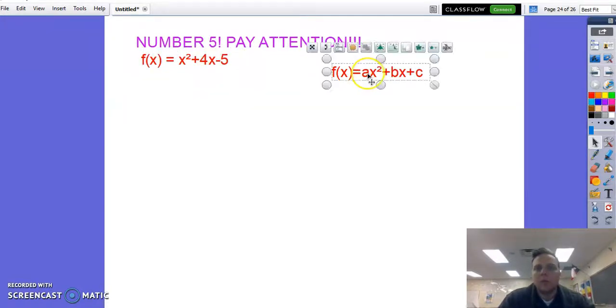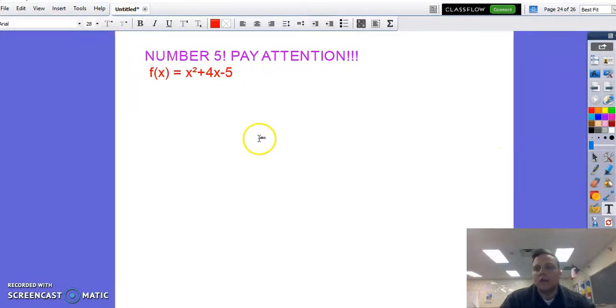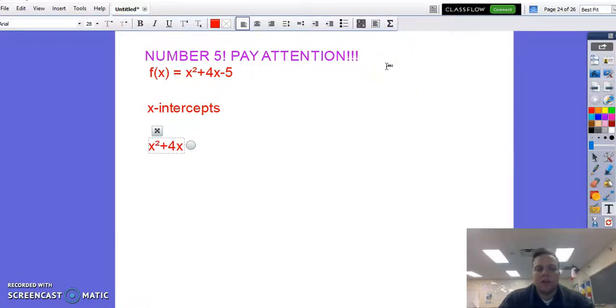And now what we're going to do is find the x-intercepts. Okay, so let's do that. To find the x-intercepts, you take your equation and set it equal to 0. So what we're really doing now is saying x squared plus 4x minus 5 must equal 0.